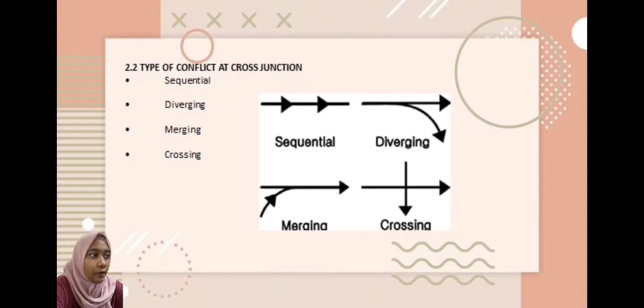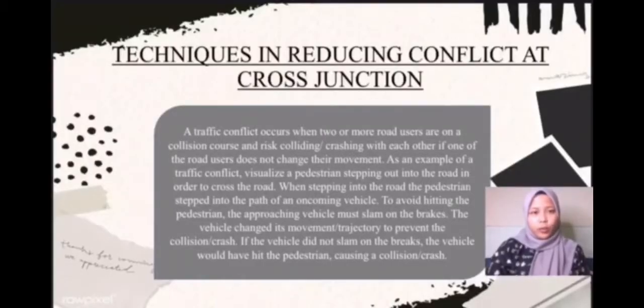2.2 Type of conflict at cross junction. First, sequential. Second, diverging. Third, merging. And lastly, crossing. Okay, first I will explain about techniques in reducing conflict at cross junction.